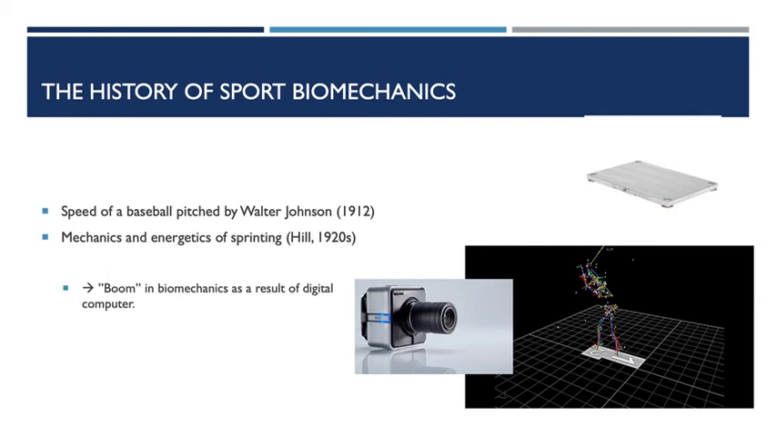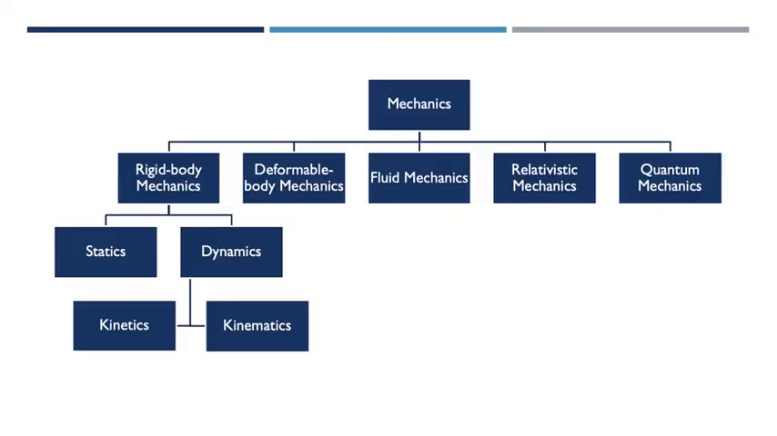The objects we are concerned with in sport and exercise biomechanics are humans and the implements they may be manipulating in sport and exercise. Mechanics can then be divided into several branches: rigid body mechanics, deformable body mechanics, fluid mechanics, relativistic mechanics, and quantum mechanics. In rigid body mechanics, objects are assumed to be perfectly rigid. In deformable body mechanics, the deformation of objects is considered, for instance, a ball. Any deformations can complicate the analyses.